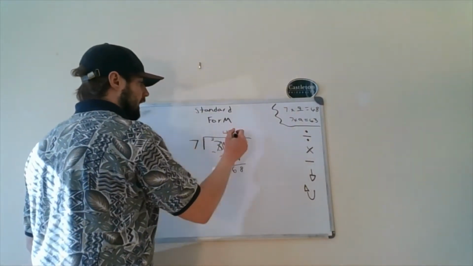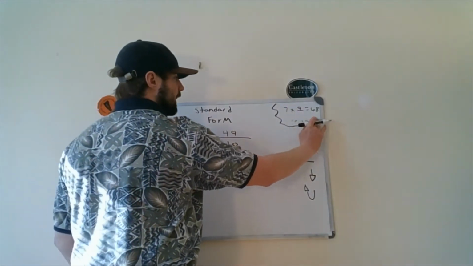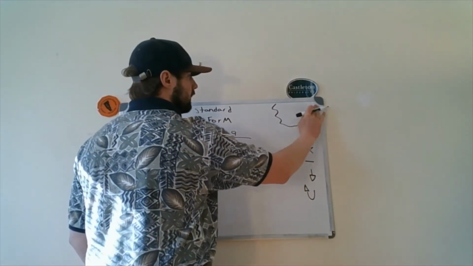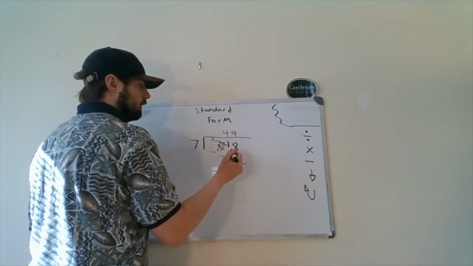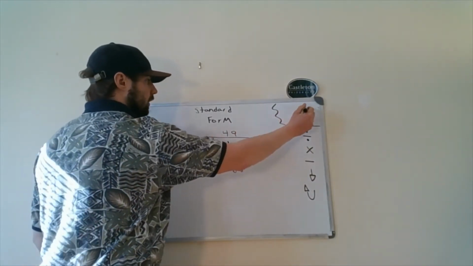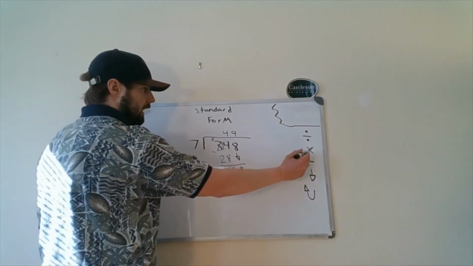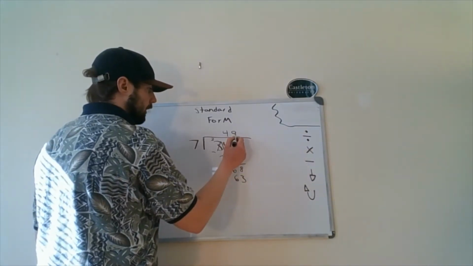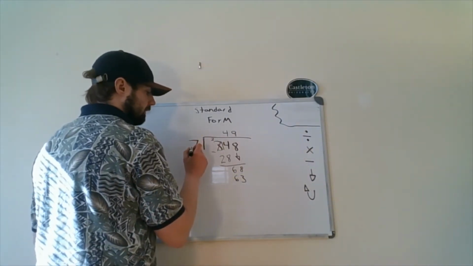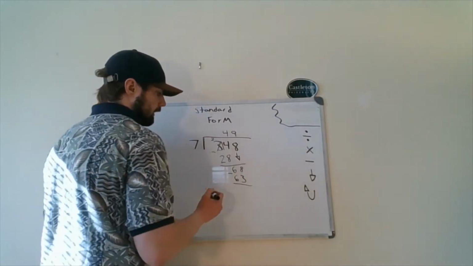7 times 9. So I did my inverse operations. I used my strategy. I divided. Now I need to multiply. 7 times 9, we already said, was 63. I then subtract out. I multiplied my partial quotient times my divisor. I got 63. I need to subtract.